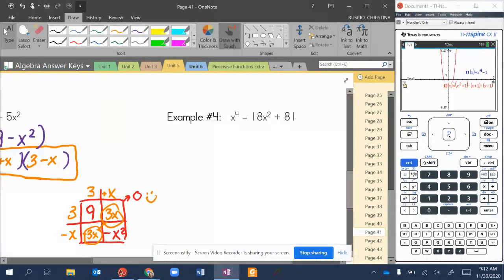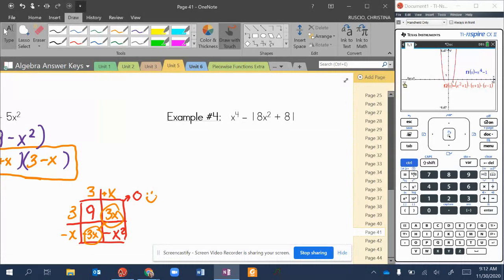All right, last example. Example number 4, x to the 4th minus 18x squared plus 81. What are we checking for? GCF. Is there a GCF?